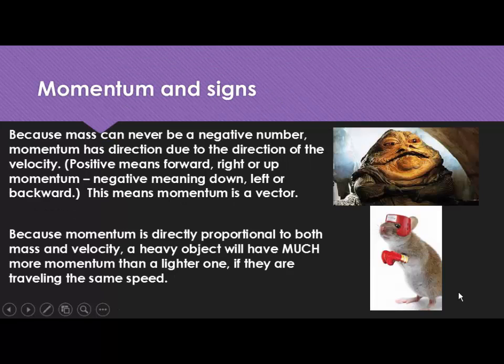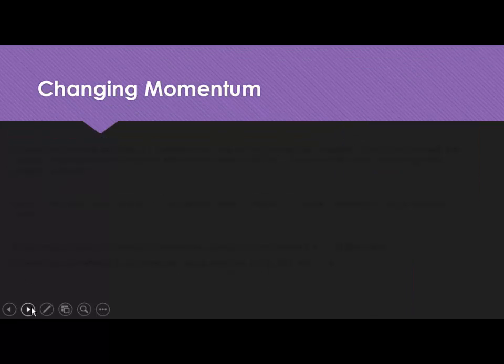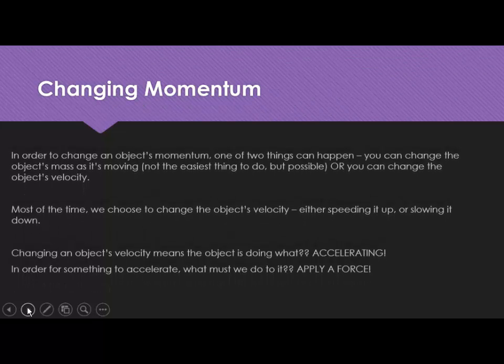So that means that if you have two objects traveling at the same speed, the heavier object will have much more momentum than the lighter one. And here's my heavy object, and here's my light object. In this case, if these guys were both going the same velocity, of course, Java would have much more momentum.